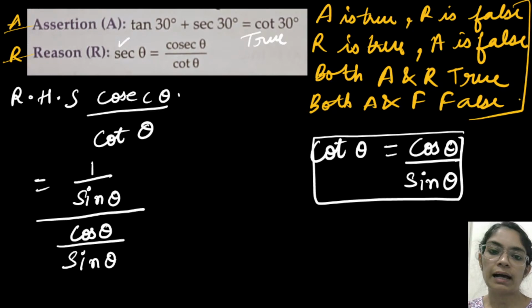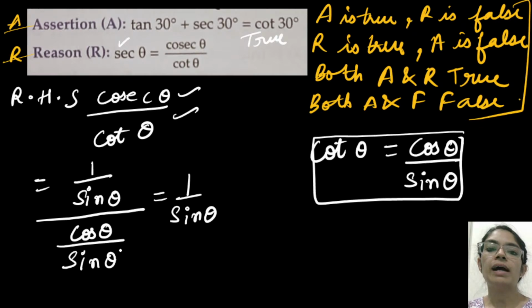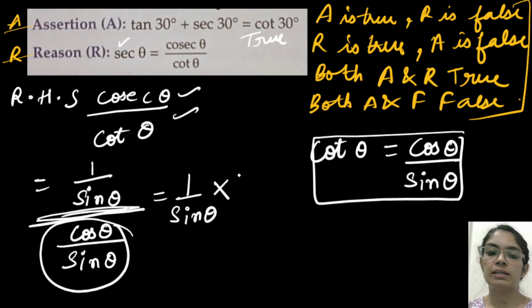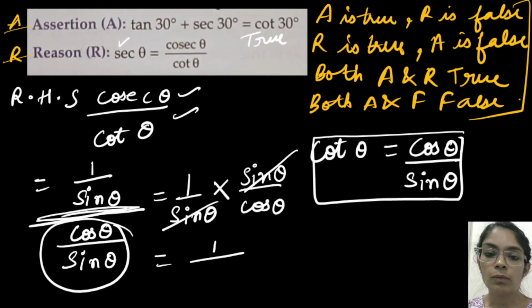So what I have done, I have just simplified cosecant and cot. I have simplified cosecant, written as 1 by sine. So the first fraction as it is, I will write 1 by sine theta. When two fractions are getting divided, this division sign we can change into multiplication, and the denominator fraction's reciprocal we can write. So cos by sine will become sine by cos. Here sine theta and sine theta will get cancelled. So what am I left with now? 1 by cos theta and 1 by cos theta.